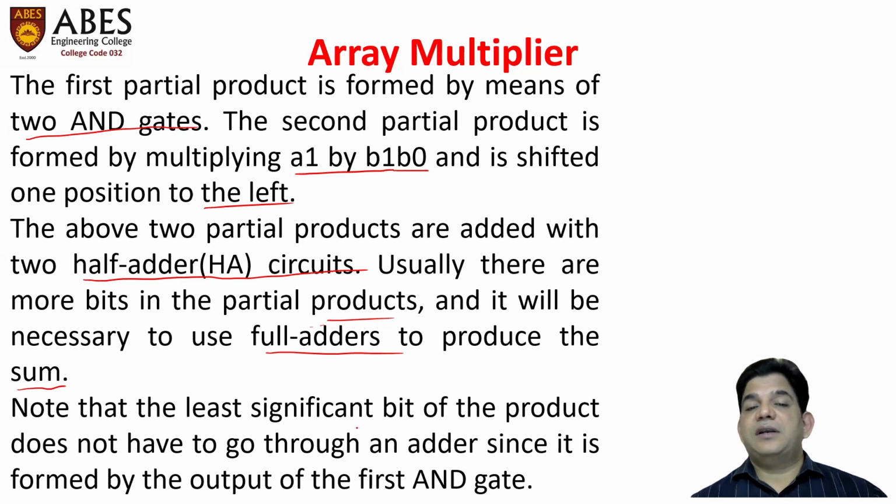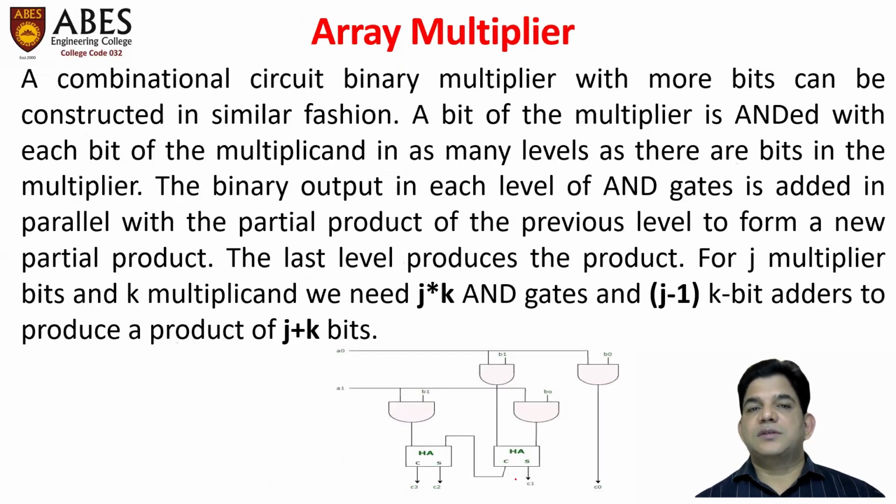The least significant bit of the product does not have to go through the adder, since it is formed by the output of the first AND gate. So this is basically a combinational circuit. A binary multiplier with more bits can be constructed in a similar fashion.